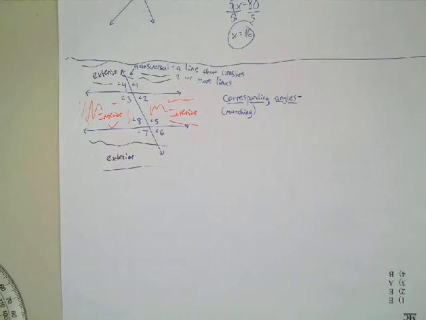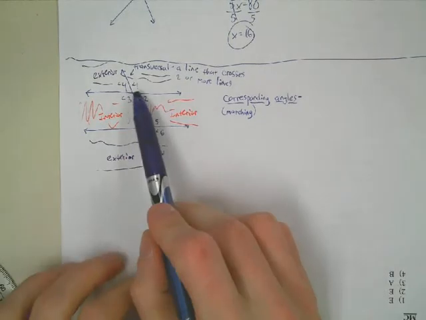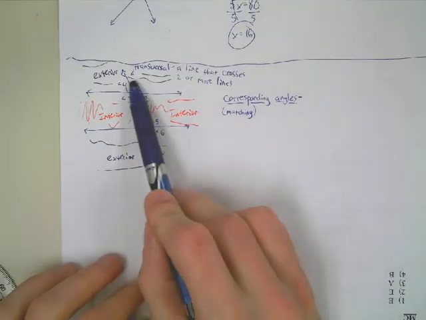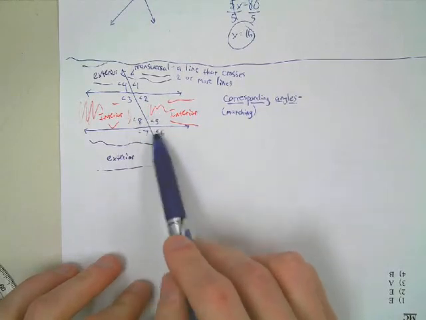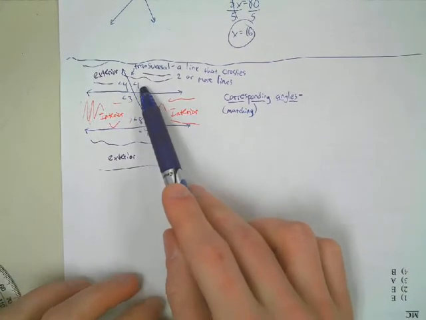Alright, so corresponding angles, matching angles. What I mean by that is, if you look up here, we have a cluster of 4 angles, 1, 2, 3, 4. And then down here, we also have a cluster of 4 angles, 5, 6, 7, 8. Angle 1, in this cluster of angles, what does that correspond or match to down here? Anybody? Yeah, angle 5.